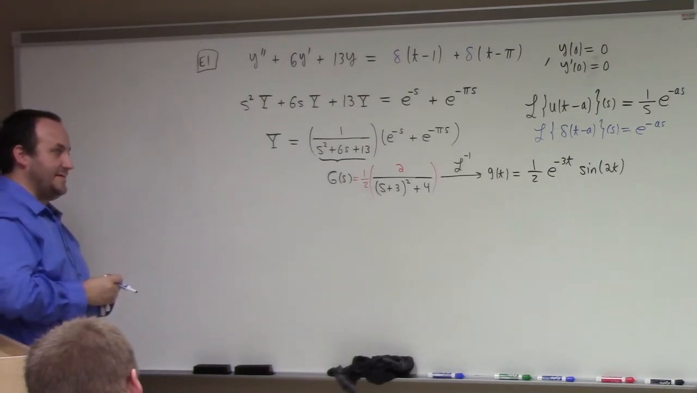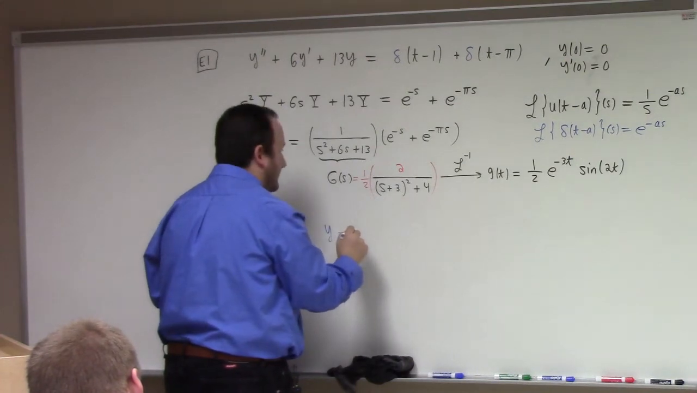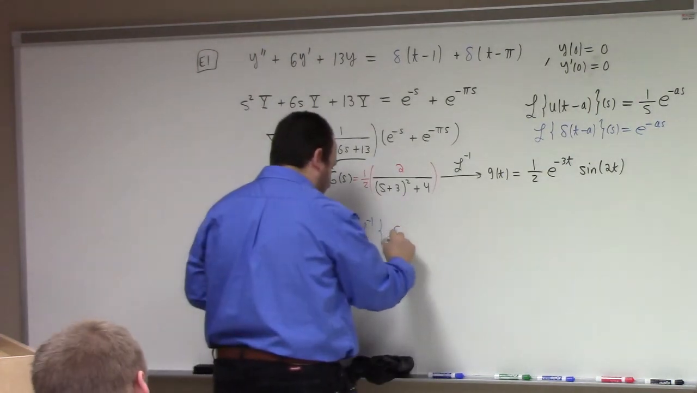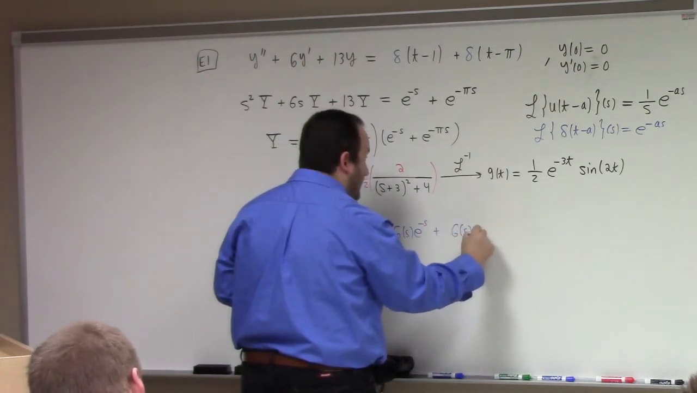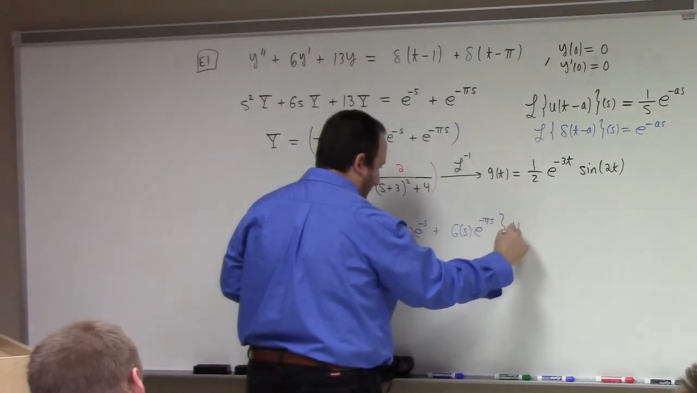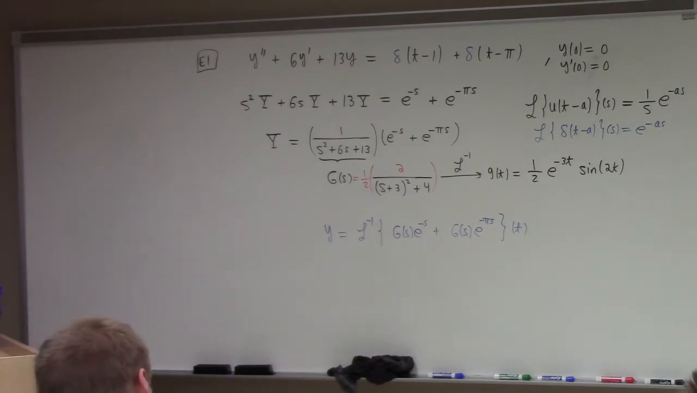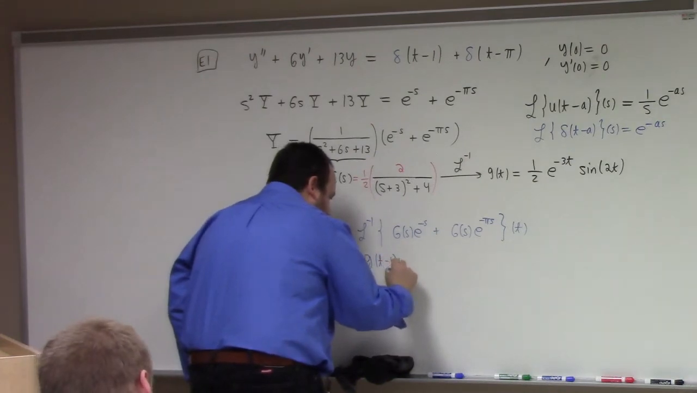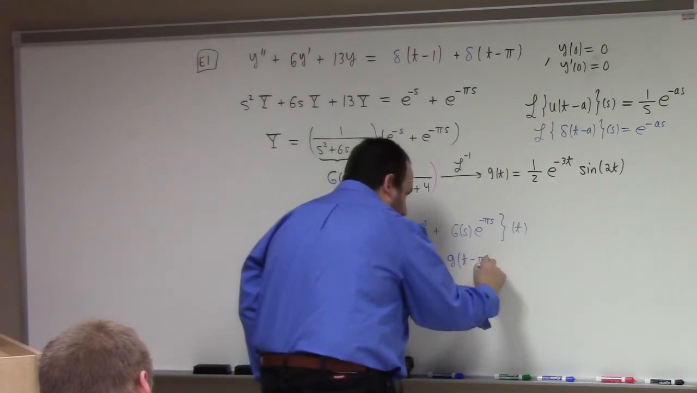All right. And so I can finish this example, which would give me y equals the inverse Laplace transform of G(s) e^(−s) + G(s) e^(−πs). So what I did, guys, is I multiplied the G(s). I have to treat each one of those exponentials separately. And I have to use the theorem. The theorem says that this is going to be equal to g(t − 1) u(t − 1) + g(t − π) u(t − π).